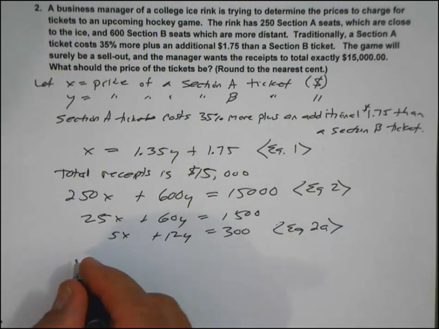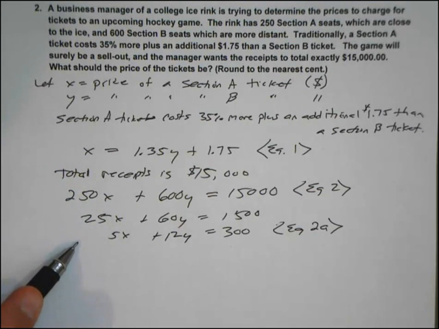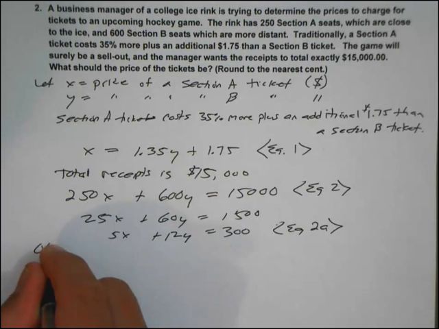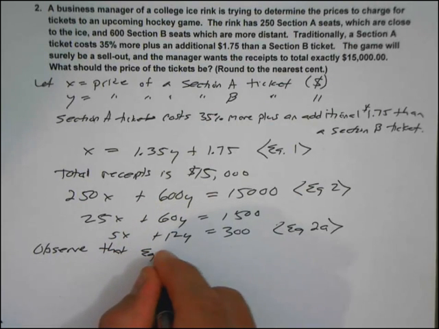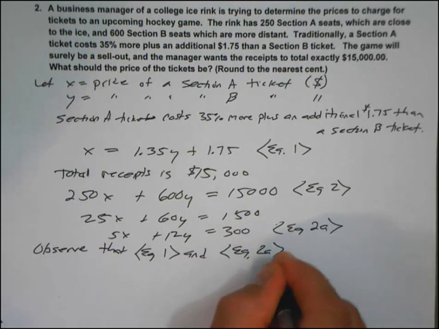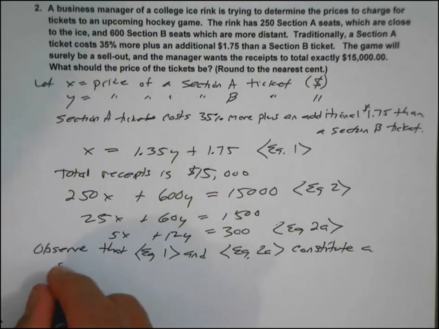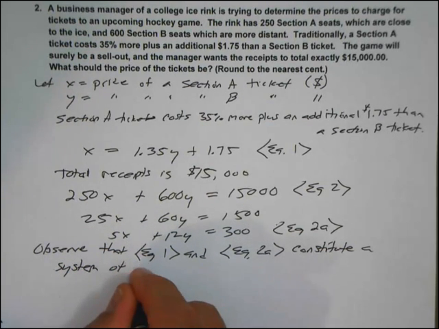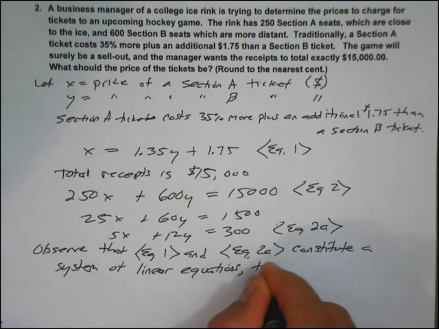Okay. Now let's see. The math problem we have here, if we look at equation 1, equation 2a, each is a linear equation, two variables. So you don't have to write this down, but it's good to at least be thinking this kind of thought. Observe that equation 1 and equation 2a constitute a system of linear equations, two variables.